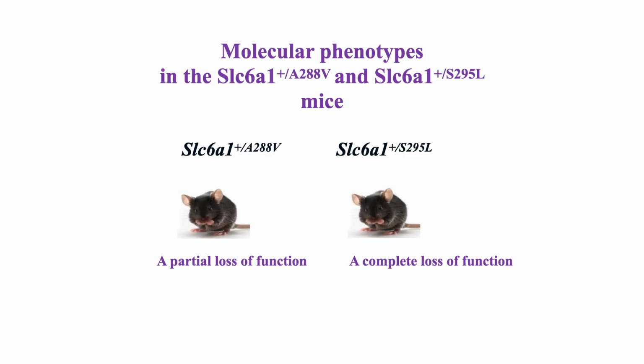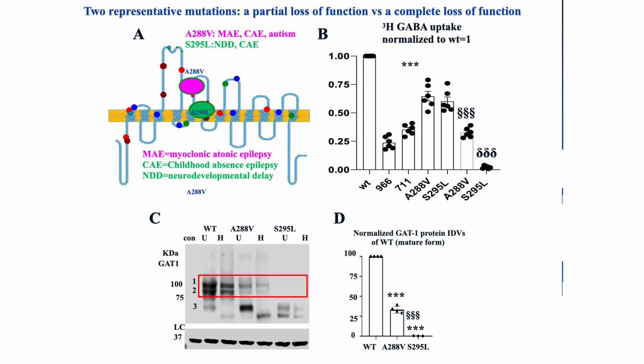And then let's move on to the mouse model. We look at A288V and S295L. We chose A288V because this is a common mutation identified in multiple cohorts. It has been identified in China, in Israel, in Europe, and also in America. It's Charlie's mutation, and this is Maxwell's. We chose these two because they represent different things. A288V represents a partial loss of function, in our hands at least, and Maxwell's represents a complete loss of function. So here we have a very detailed comparison of the function at the molecular level of these two different mutations.